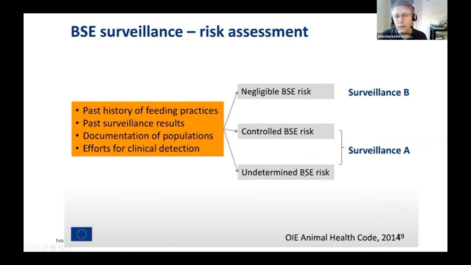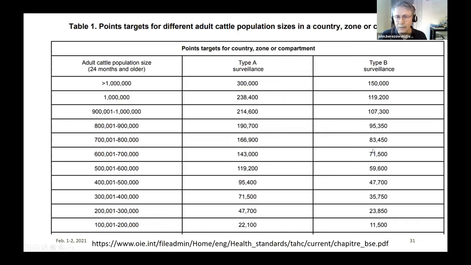And the worst category was undetermined risk, where you had no idea what was going on in your country. And negligible risk would be countries where there was lots of surveillance, minimal feeding of meat and bone meal, and most importantly, surveillance to demonstrate that there were no cases in the country. So that was surveillance B, and the other one is surveillance A.